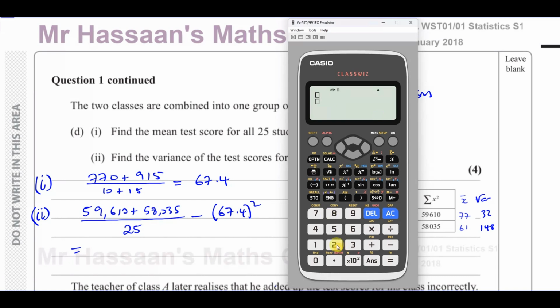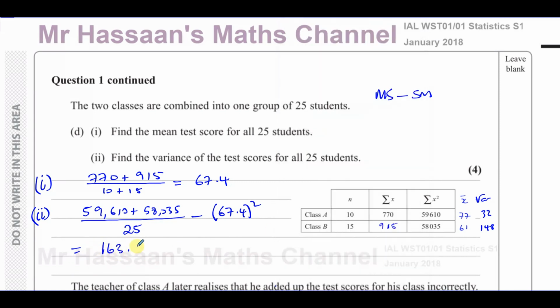So now we're going to have a fraction. We have 59,610 plus 58,035 divided by 25 minus 67.4, and that has to be squared. And that gives you 163.04. I'll leave it like this as an exact value. And there we have the mean and the variance of the combined scores for both classes. Okay, so that answers question D, parts 1 and 2.